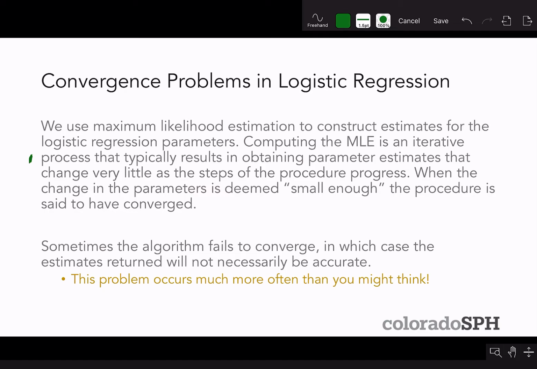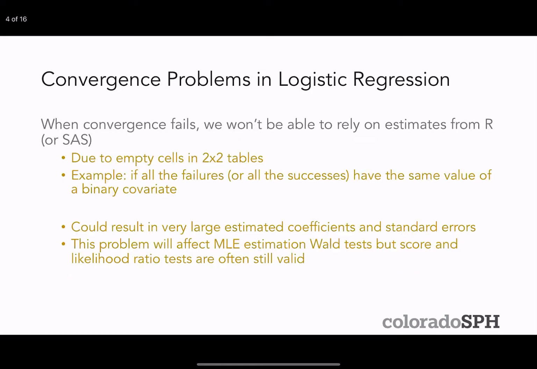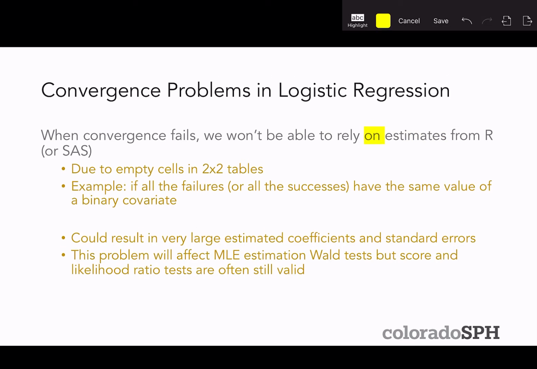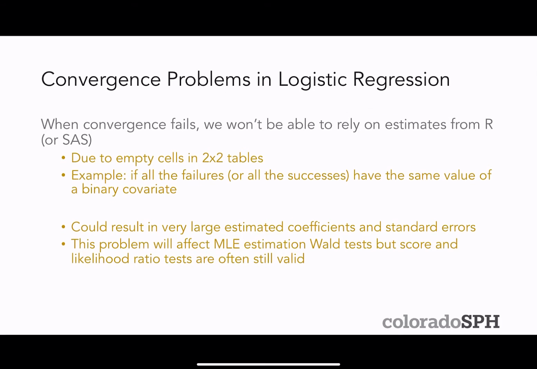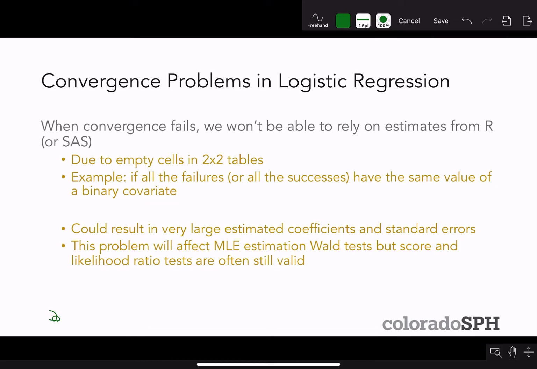And actually, this problem occurs much more often than you might think in practice. It's occurred for me several times, so it's important to know when it's happening and what you should do about it. Because when convergence does fail, we won't be able to rely on the MLE parameter estimates from R, or from SAS if you're using SAS.